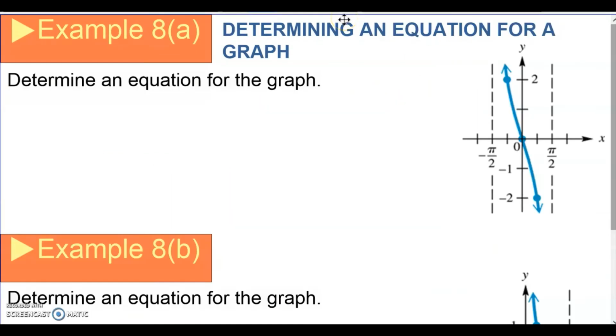Number 8, determine an equation for the graph. All right, so now we're working backwards. We're looking at a picture and we're trying to come up with the equation. So when you look at this one, what functions do you think about? Tangent, might be a tangent, might be a cotangent, right? It's one or the other, okay?